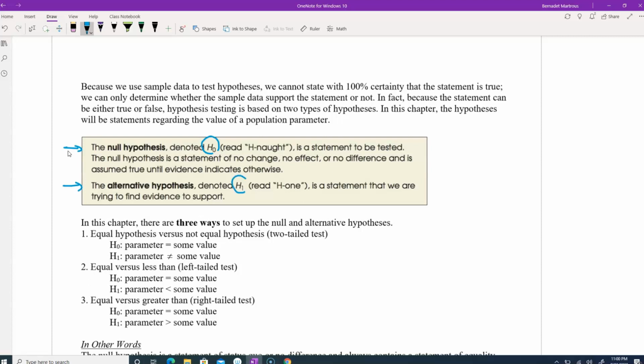H-naught is a statement to be tested, and the null hypothesis is a statement of no change, no effect, or no difference, and is assumed true. It's assumed true until evidence indicates otherwise. Now what is the alternative hypothesis? A statement that we are trying to find evidence to support.